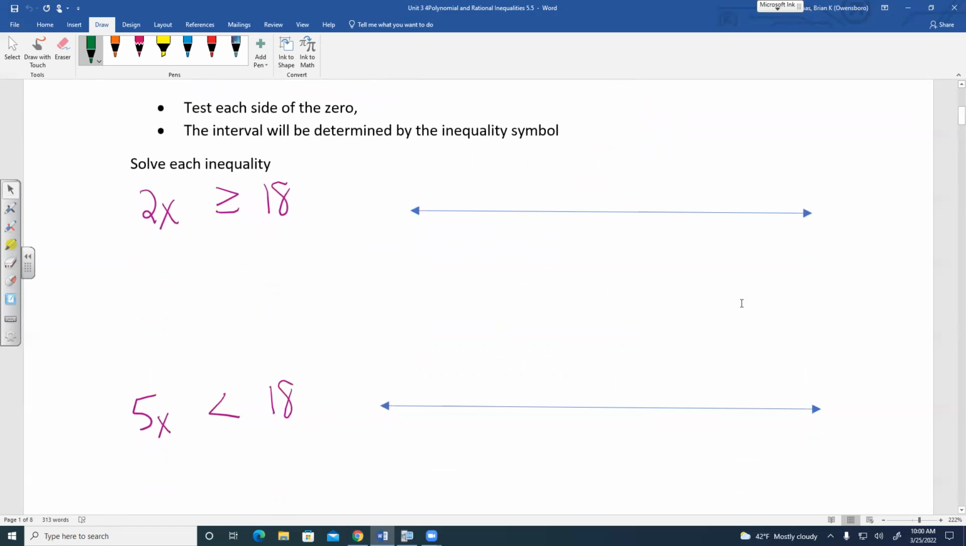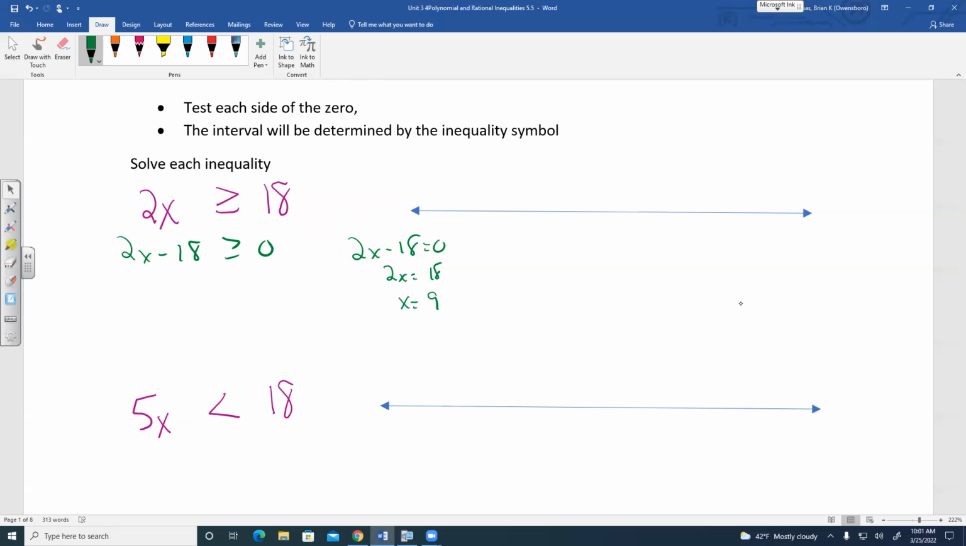Solve each inequality. So I have 2x is greater than or equal to 18. Again, using the strategy that I'm suggesting, we set this to 0, so we're going to lose 18 on both sides. So this becomes 2x minus 18 is greater than or equal to 0. So we start out there. Now, to find the zeros, I can set 2x minus 18 equal to 0, and I can solve for x to find a 0. So I can move the 18 back over. 2x is going to equal 18. Divide each side by 2, and x is going to equal 9.